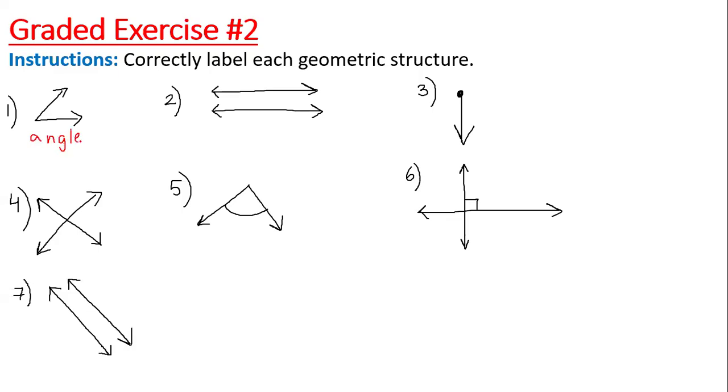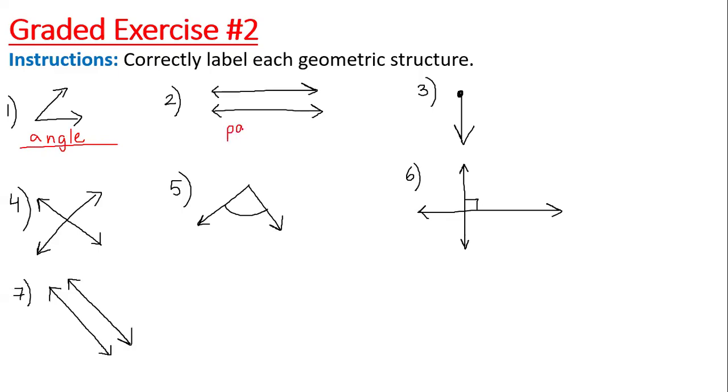Good. How many persons got that? I only heard one person with that. I did. Excellent. And then we have number two. What do you have for number two? Parallel. Parallel. Very good. Parallel line.